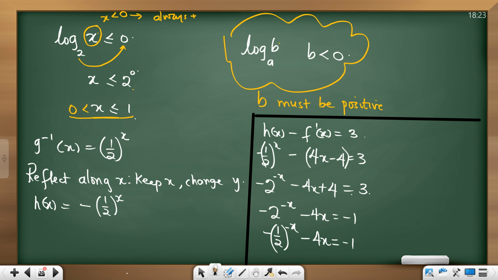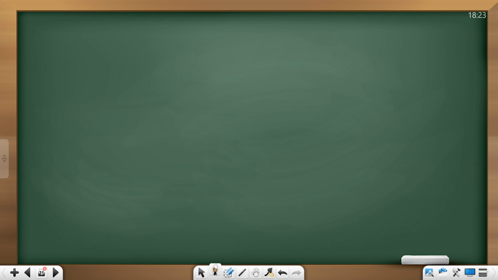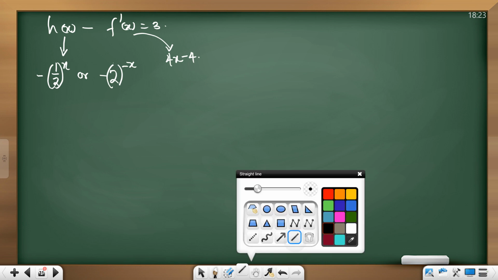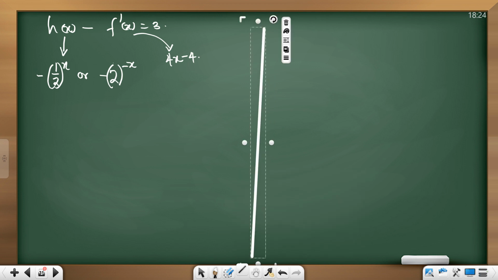All right. So do you notice we have two functions here? H of x and what? F prime of x. This will help us revise. H of x. I just love these questions. H of x minus F prime of x equals to 3. Do you remember what our H of x is? Or negative 2. Is that fine? Okay. And this one was what? 4x minus 4. Let's quickly sketch.